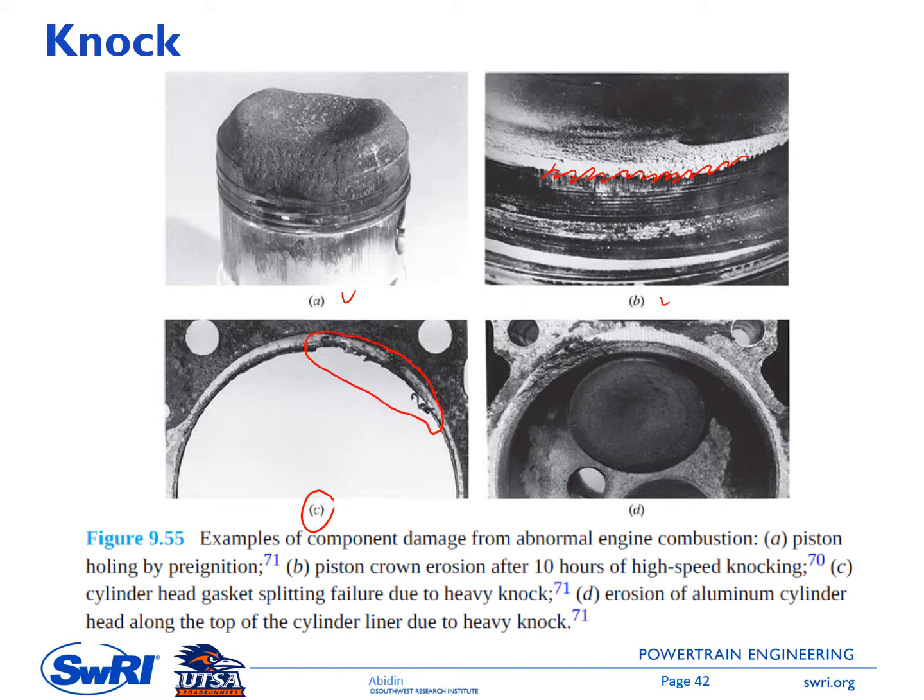And then on the last one here, we have erosion of aluminum cylinder head. So it is viewed from the bottom side. So this is the valve, and this one is the cylinder head. So you can also see the erosion of this cylinder head due to heavy knocking.